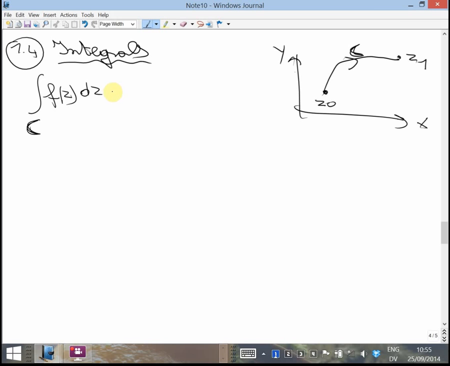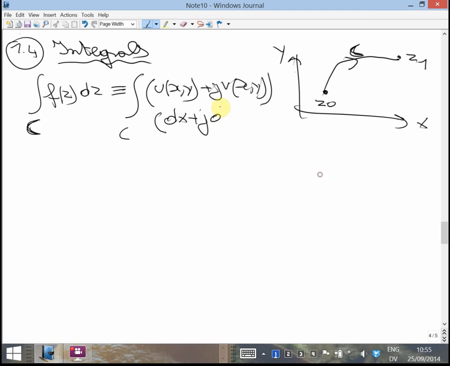Now, by definition, what's the definition of this complex integral? It's a line integral because it follows a line segment path. We just split it into its components. So we just say that f of z, in fact, is a stand-in for u of x and y plus j v of x and y, and dz of course is a stand-in for dx plus j dy.